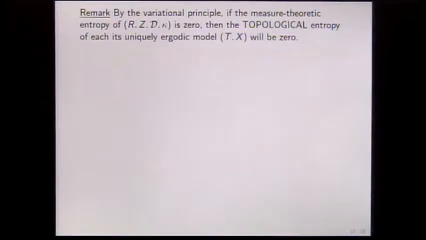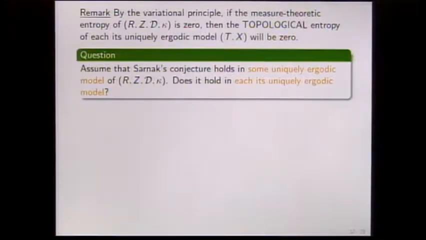And then, it was mentioned, of course, that Sturmian dynamical systems are also uniquely ergodic models of irrational rotations. So we know that for irrational rotations, Sarnak's conjecture holds. Does it hold, for example, for these uniquely ergodic models? Of course, I should also mention that if we start with a system of zero measure-theoretic entropy, then the topological entropy in each of its uniquely ergodic models will be zero because of the variational principle. So we can study Sarnak's conjecture.